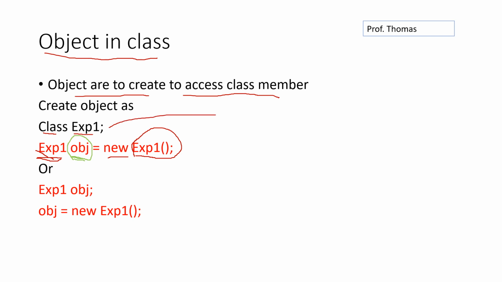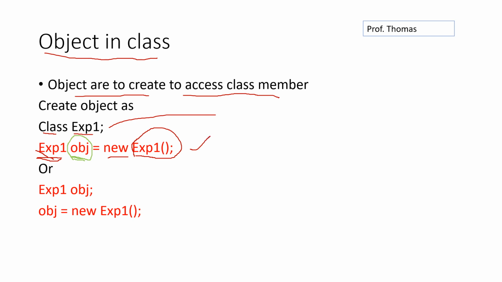Java is a case-sensitive language. For example, it differentiates between capital E and small e. So we have to write the exact class name, for example Exp1. If you write a small e, it shows an error. So you should write the exact class name Exp1, then the object name, the new operator, and then the class name. This is one of the formats.